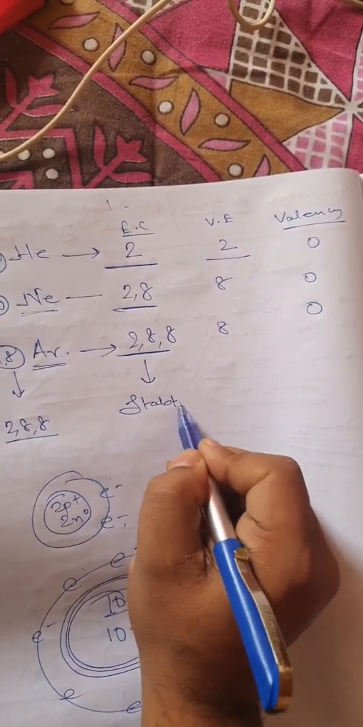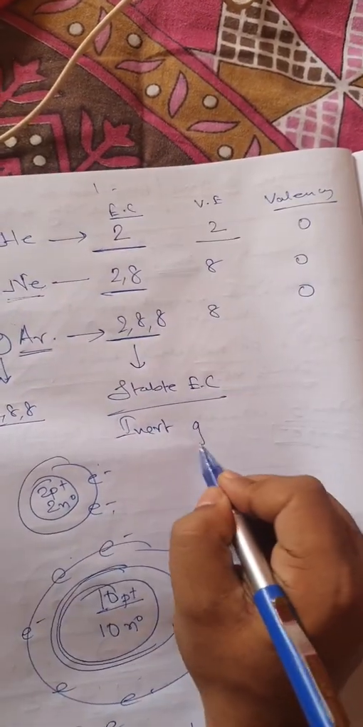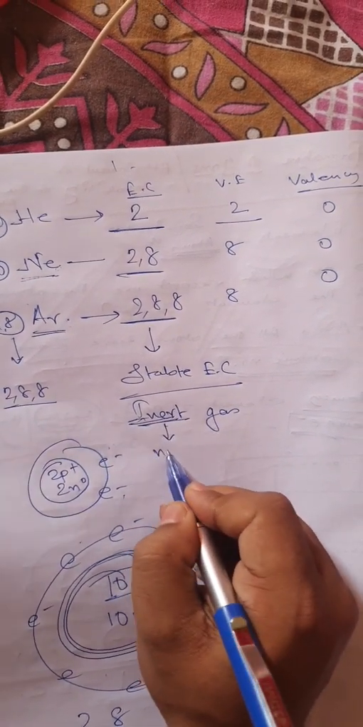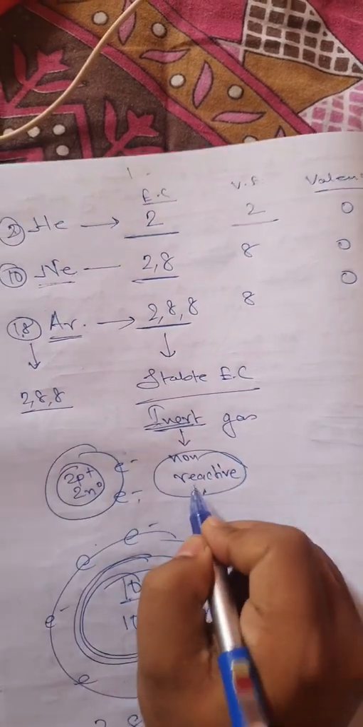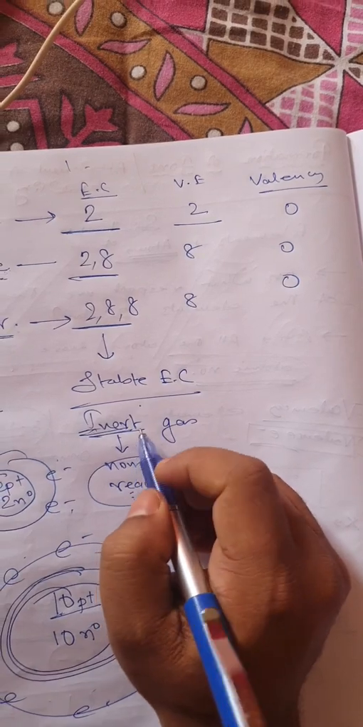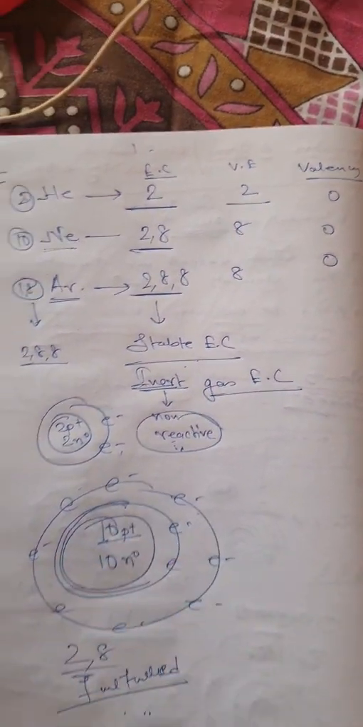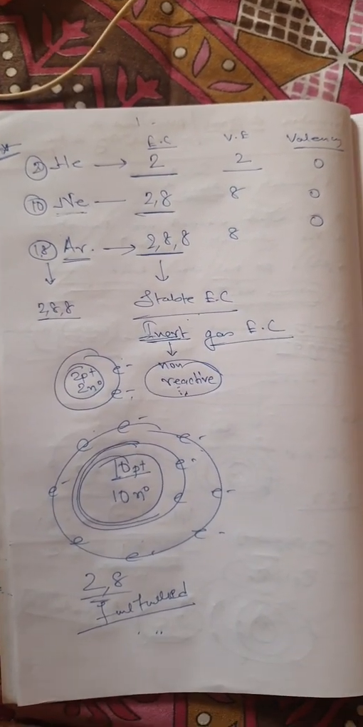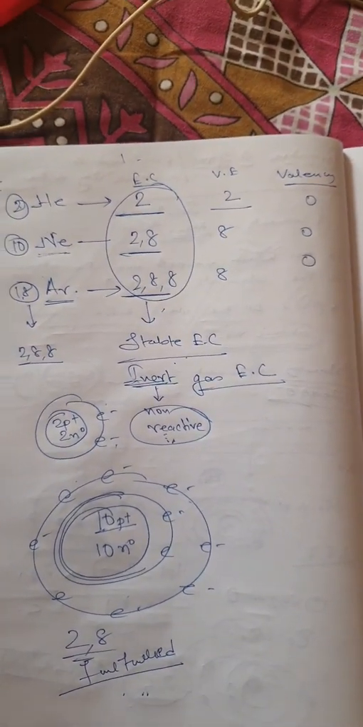What is a stable electronic configuration, or inert gas electronic configuration? There is a reason why these gases are known as inert gases. The term inert means non-reactive. I will come to the discussion of why they are non-reactive later. First, a stable electronic configuration is the inert gas electronic configuration. Now I want to mention that every atom of every element tries to attain this, and for attaining this they try to lose or gain electrons.